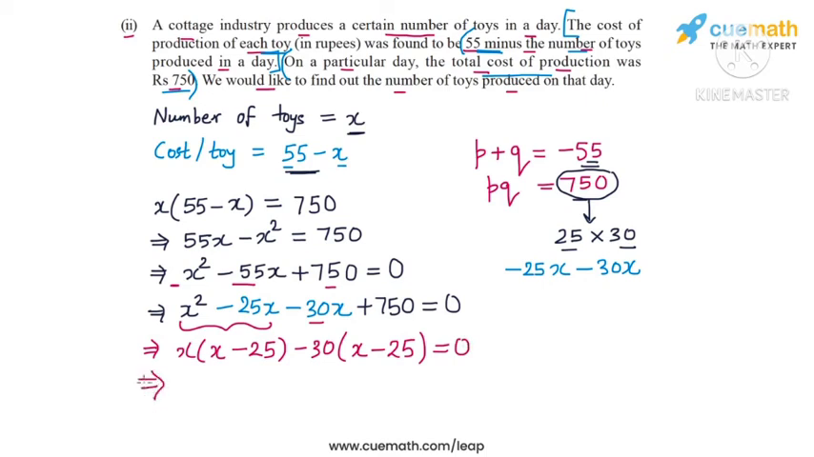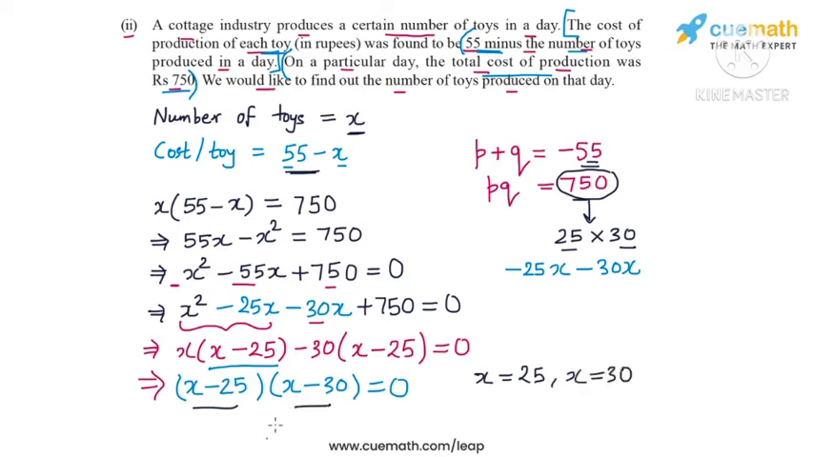Now we have this common factor of x minus 25. Let's take that out. So x minus 25 times x minus 30, this is equal to 0. And now we can find the roots of the equation. So the roots are x equal to 25, which is the 0 of the first linear factor, or x equal to 30, which is the 0 of the second linear factor. So the number of toys produced on that day could be either 25 or it could be 30.